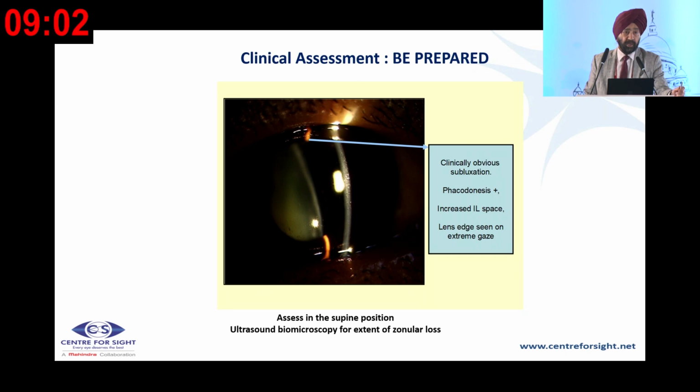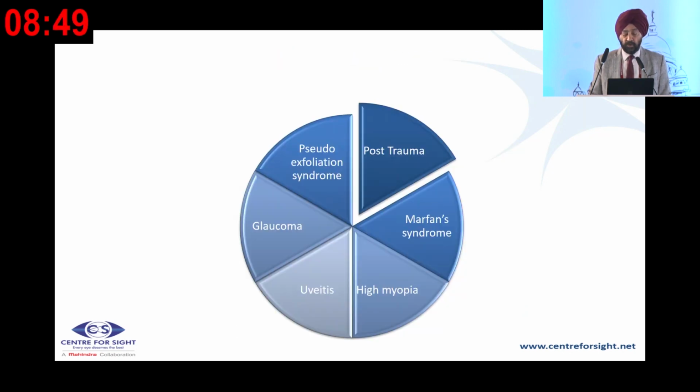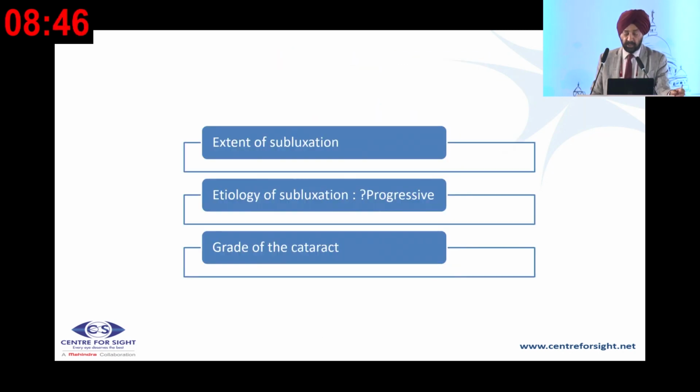You need to look at it pre-operatively to see any of these signs: obvious subluxation, phacodonesis if there is any, increased space between the back of the iris and the lens, and the lens edge can be seen in extreme gaze. Now these are the causes for the subluxation. I'll just skip over it.